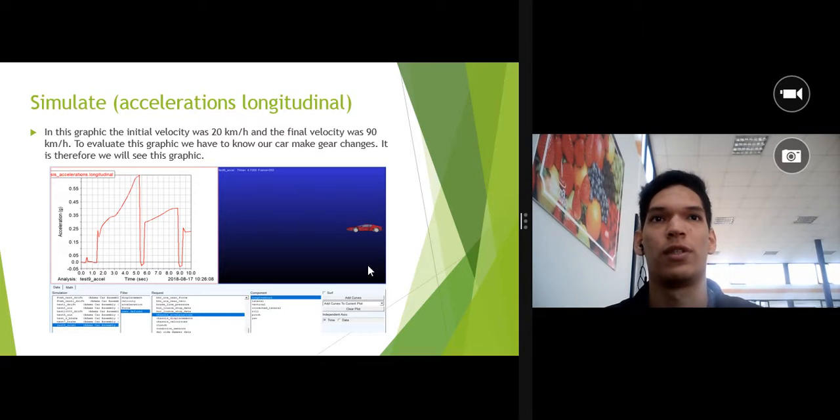In this workshop, we will see how important it is to carry out the simulation while holding to the specification. If you build the mechanisms with mistakes, the simulation will fail. For this case, I have to explain one simulation that I did in class. In this graphic, the initial velocity was 20 kilometers per hour and the final velocity was 90. To evaluate this graphic, we have to know what changes our car made. It is therefore that we will see this graphic.